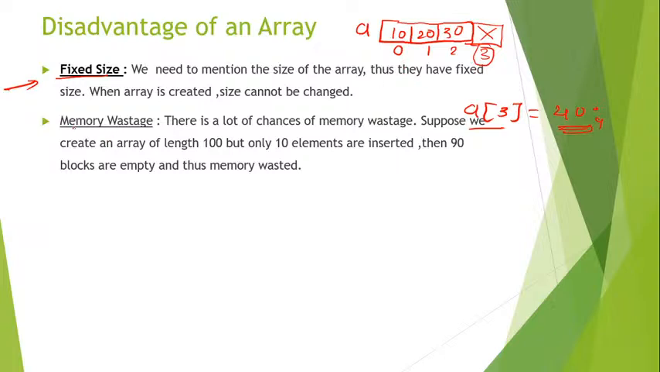Okay, memory wastage. Why does it have memory wastage? Consider here we have created 10, 20 and 30. And in future we have deleted this 20. So that means 10 and 30 are still remaining.